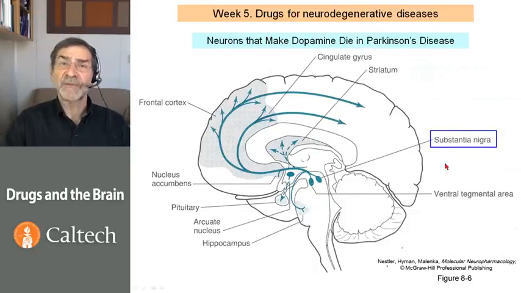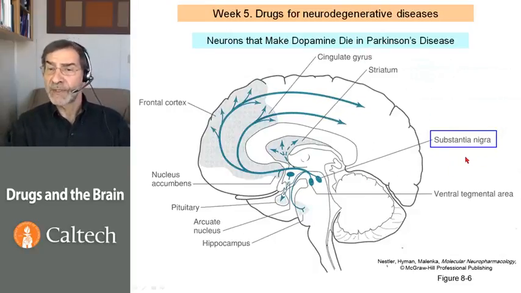We'll discuss the parts of the brain that degenerate, especially the substantia nigra, and what researchers can be doing about developing better diagnostic reagents, better diagnostic procedures for Parkinson's, and of course better protective and therapeutic agents for both Alzheimer's and Parkinson's disease.